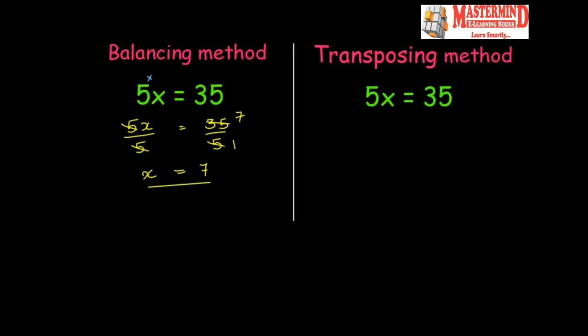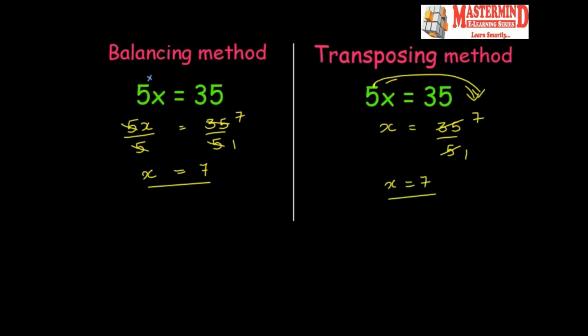Now this is the same thing when we transpose this 5 from left hand side to the right hand side. Since it is multiplied to x here, so when it goes on the other side, we will have to divide it. So here we keep x on the left hand side and we keep 35 on the right hand side. Only this 5 is going to be shifted here on this side. So when it gets shifted, we divide 35 by 5. And then we cancel this. 5 ones are 5, 5 sevens are 35. So x is equal to 7.